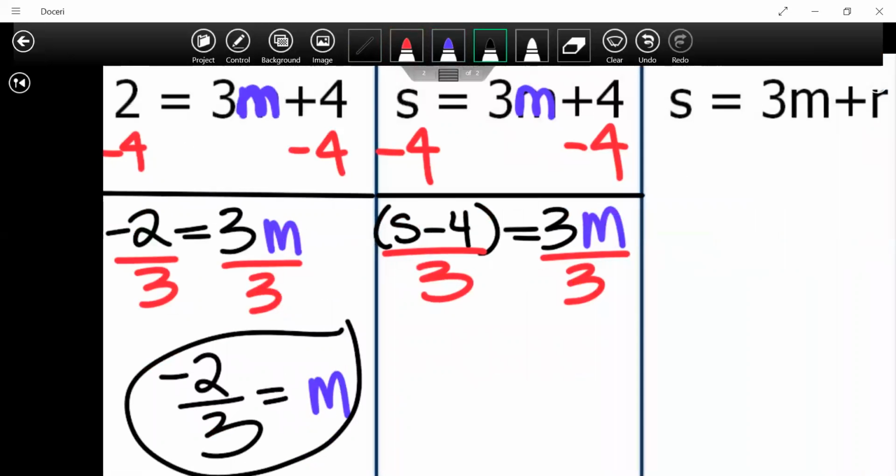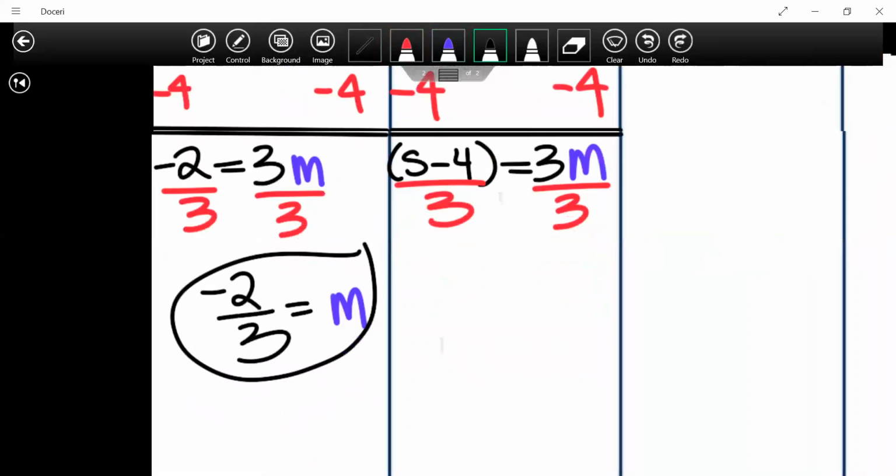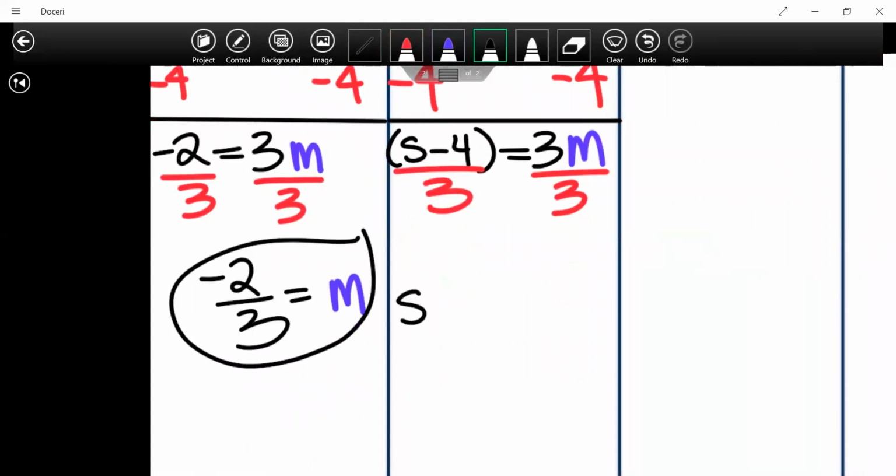We're going to go ahead and rewrite it. S minus 4 over 3. My 3 and 3, oh, that's a bad place to put it. I'll write it lower. S minus 4 over 3 is equal to m. Again, we're solving for a particular variable. That's how we have to do it. You see what we're getting at with this? Okay, I'm hoping you guys are.